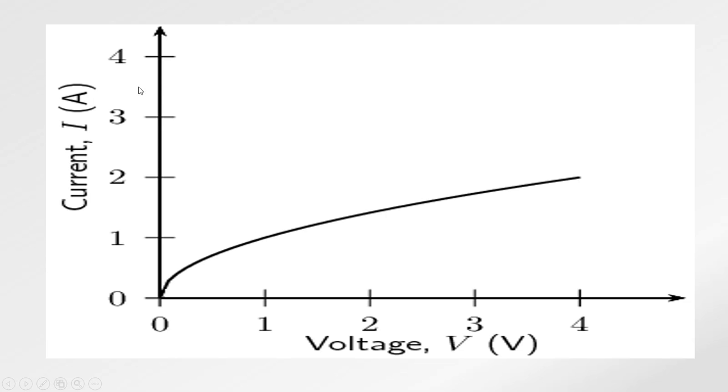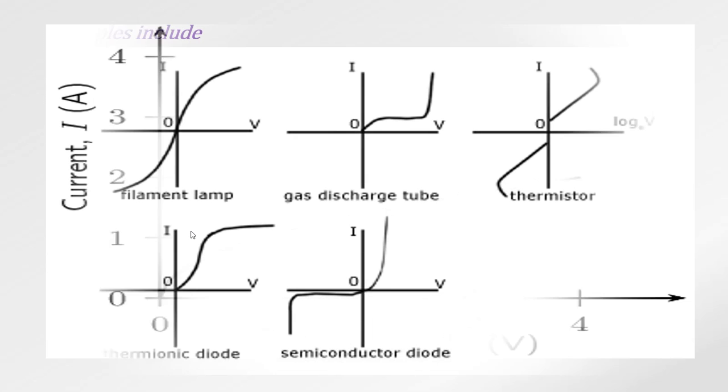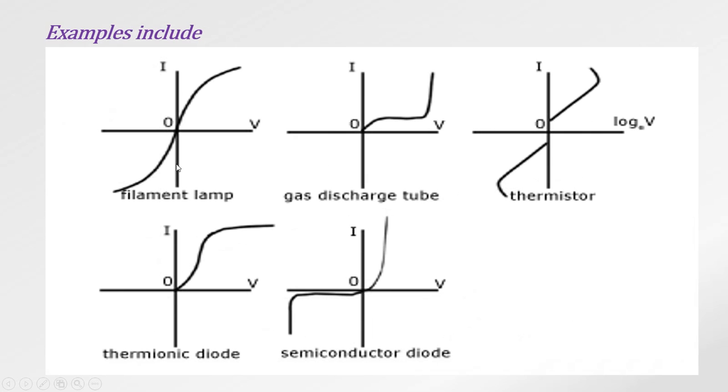So such a conductor here is non-ohmic. Examples are many. There is a filament lamp, which gives us this nature of the curve. A filament lamp, a gas discharge tube, this nature of the curve. A thermistor.